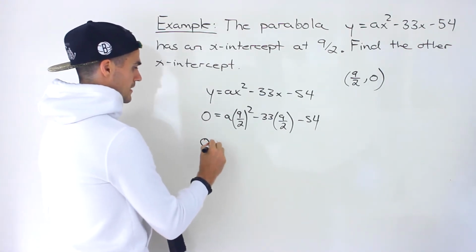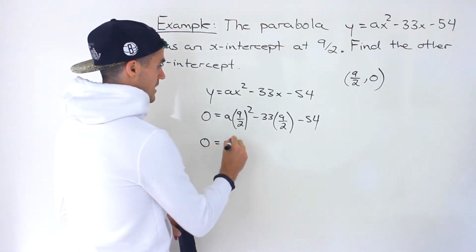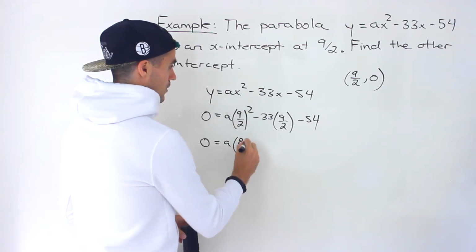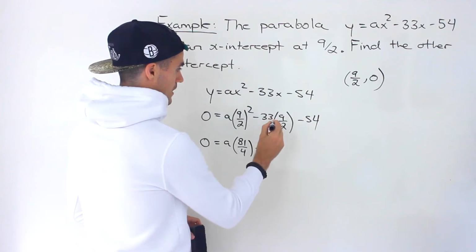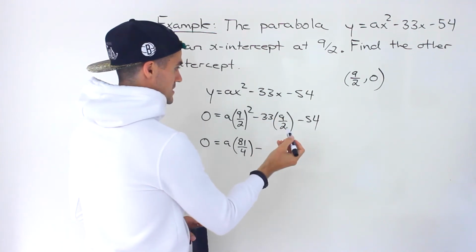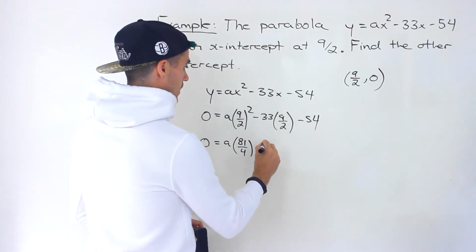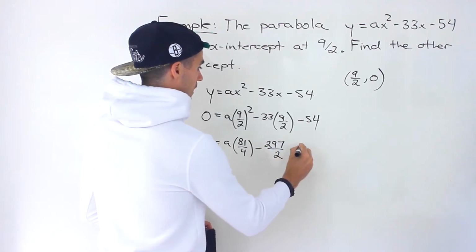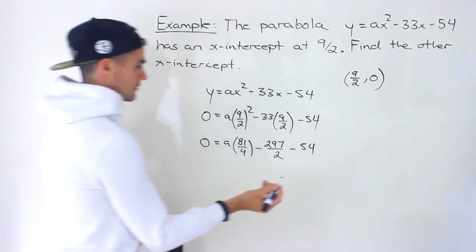So if we expand everything, we'd have 0 equals a times 9 squared, which is 81, over 2 squared, which is 4, minus 33 times 9, which would give us what? 297, that's going to be over 2, and then we'll have minus 54, like that.